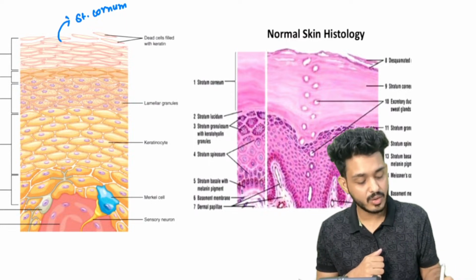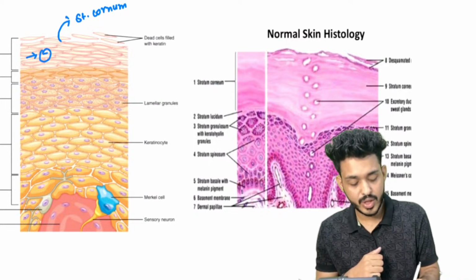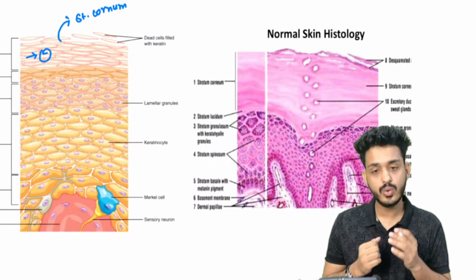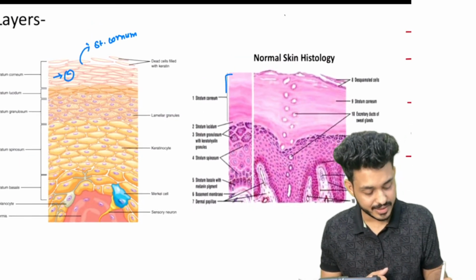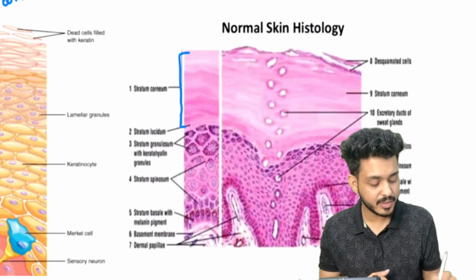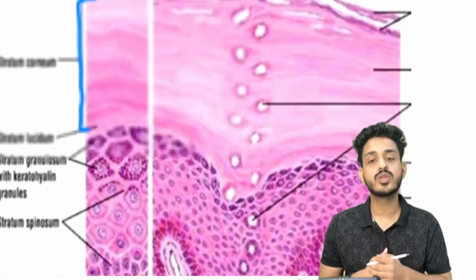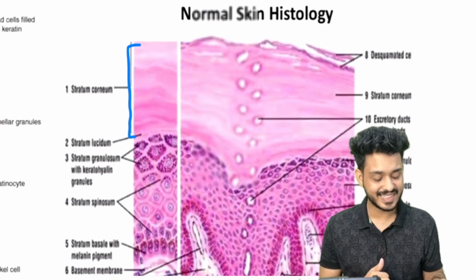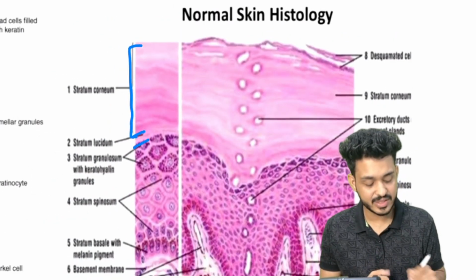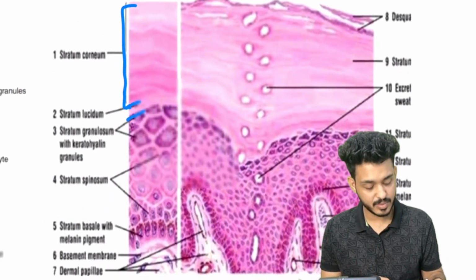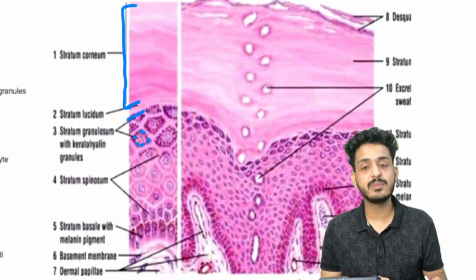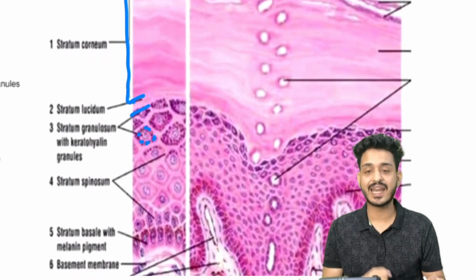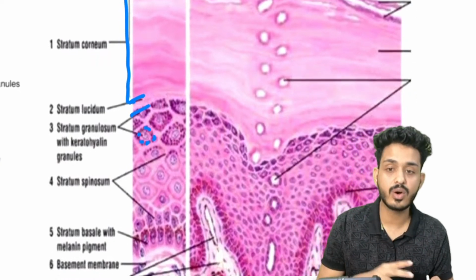Stratum corneum, look here. It is devoid of nucleus. There will be no nucleus. So look here, this is stratum corneum. Can you appreciate any blue thing? No, there is no blue thing. That means it is a stratum corneum. Then there will be a layer which is stratum lucidum. Then there will be layers. Can you appreciate these granules? These are known as granulosum, keratohyaline granules, Odland bodies.